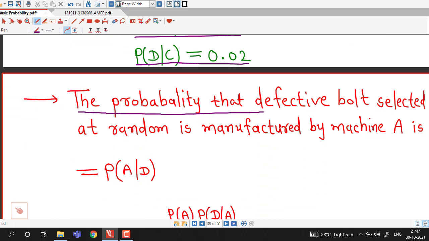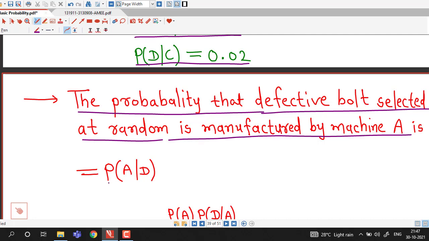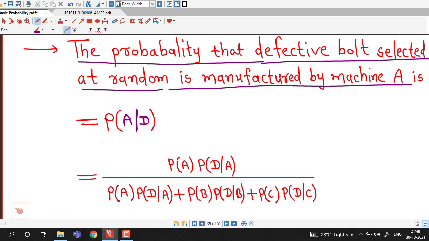So the probability that a defective bolt selected at random is manufactured by machine A is equal to the probability of A given D. A given D means this event occurs first, that is, the selected bolt is defective, and we are interested in the probability that the defective bolt is manufactured by machine A. This is given by Bayes formula.